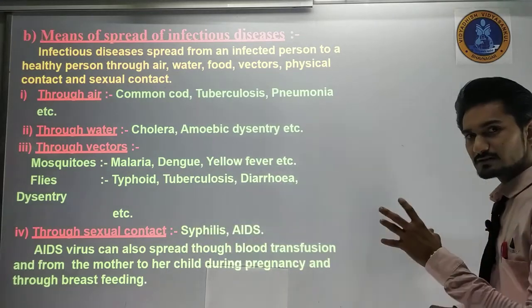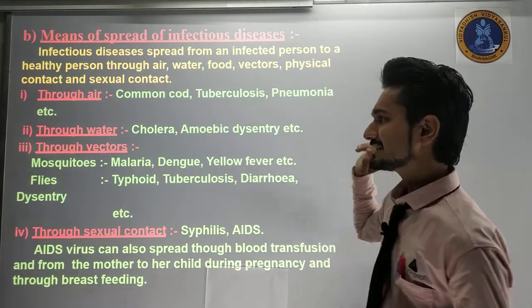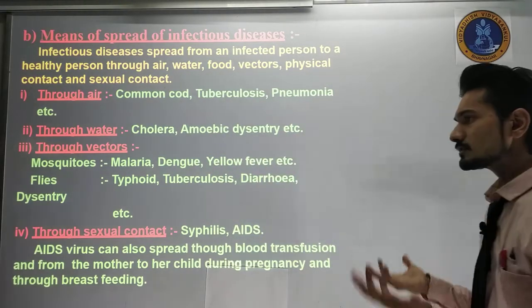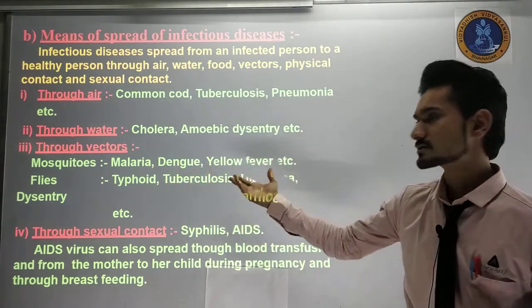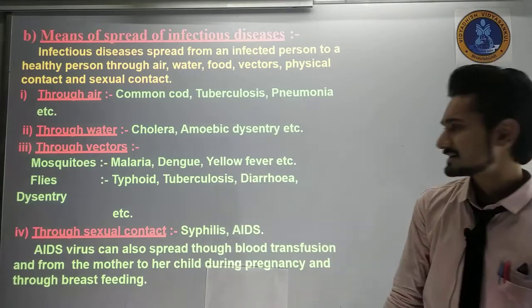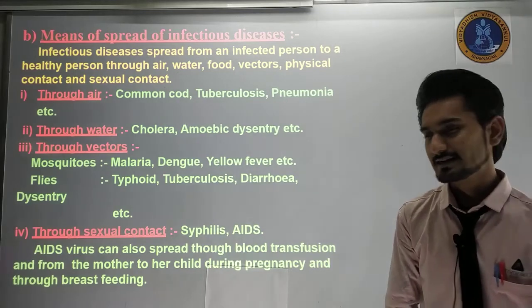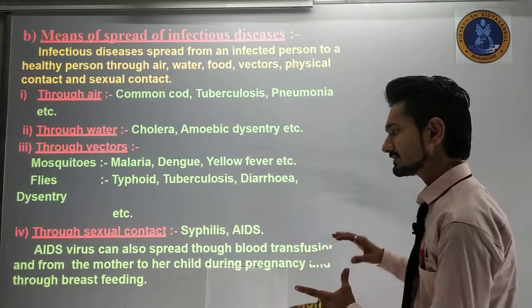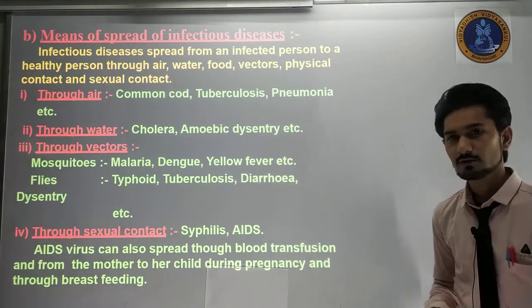Through water, the diseases transferred are cholera, dysentery, etc. And through vectors, meaning mosquitoes and flies, we get diseases like malaria, dengue, typhoid, tuberculosis, diarrhea, dysentery. Through sexual contact, if we are not careful, we might get AIDS. So we have to be very, very careful about that.